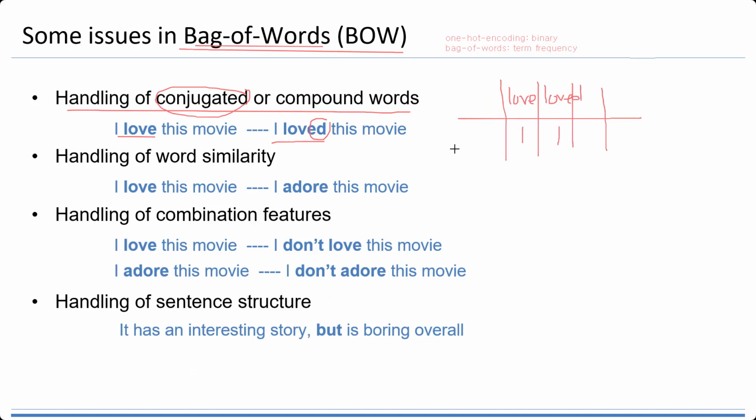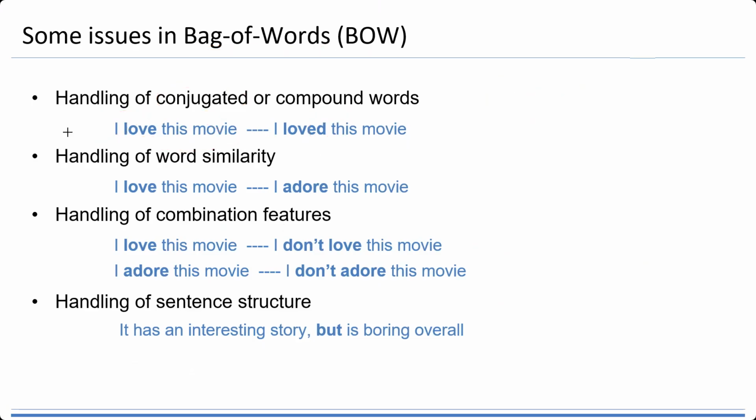So this might be an issue because those two words are actually similar, only different in the tense. This one represents present, now. This one represents past tense, history. But actually the meaning is the same.